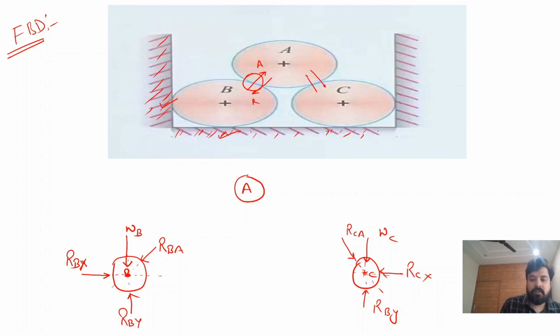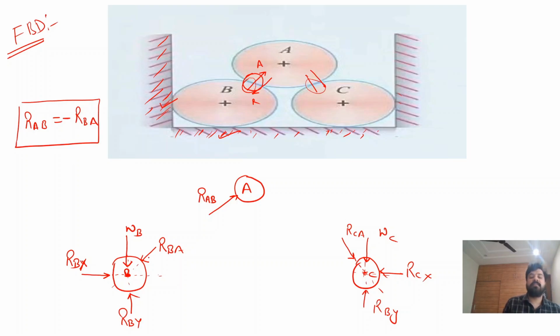Now we want to draw a free body diagram of sphere A. There will be no surface contact between the vertical surface and A, or the horizontal surface and A, so there will be no reaction. But there is a contact between A and sphere B and sphere C. So there are two reactions. First is the reaction RAB which is acting on A due to B. See, RBA and RAB are both equal in magnitude. RAB is equal to RBA, but in the opposite direction. That's why we use a negative sign.